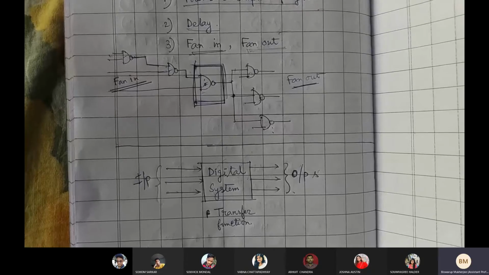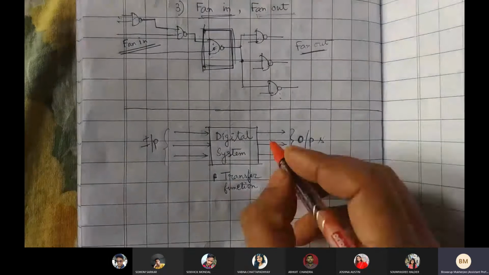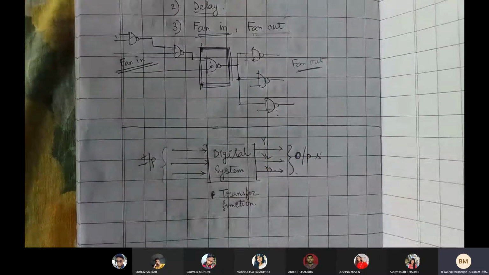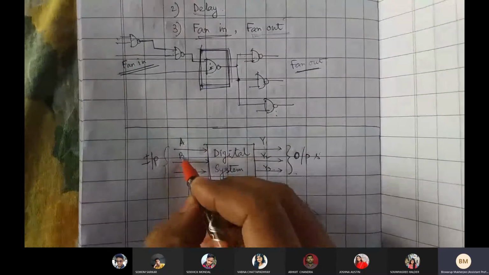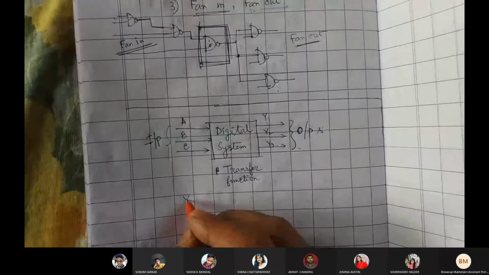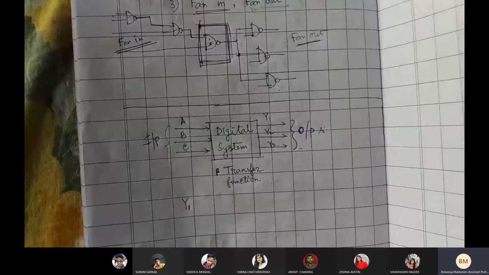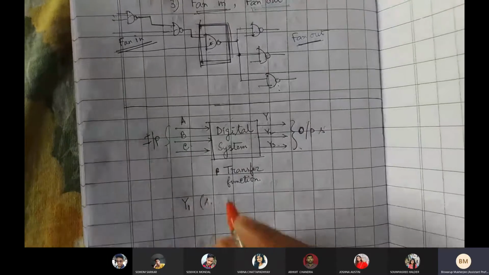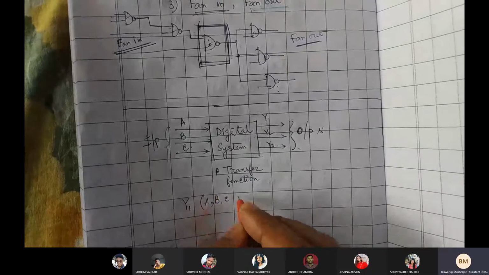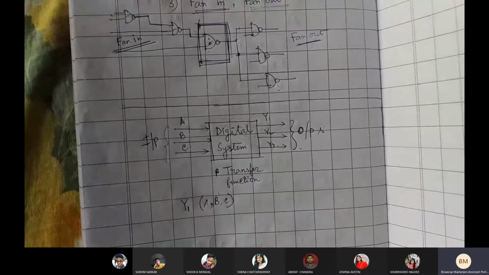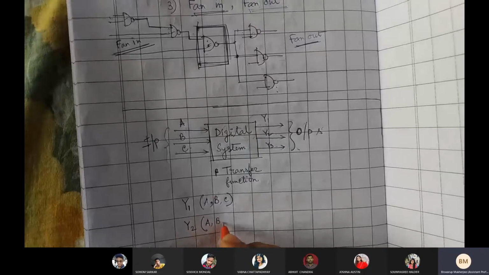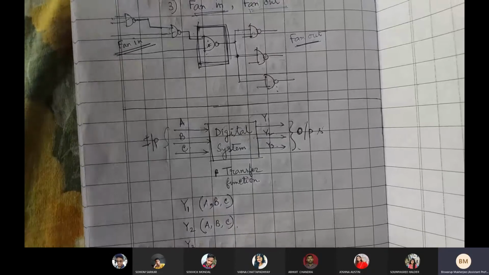logical function. Okay. So output, maybe there are three outputs. I'm providing the names as Y1, Y2, and Y3. Okay. And the three inputs are there. Maybe I am providing the name as A, B, and C. So Y1 is a function of A, B, C. Make sure about this one. So Y1 is a function of ABC. Similarly, Y2 is also one function of the same variables ABC, and Y3 is also the function of ABC.